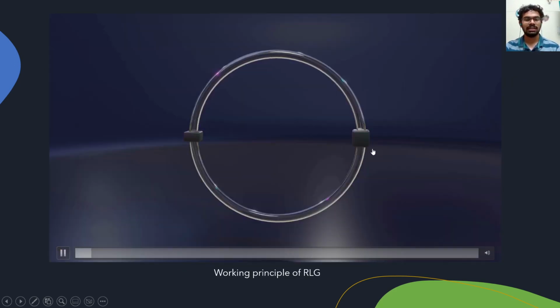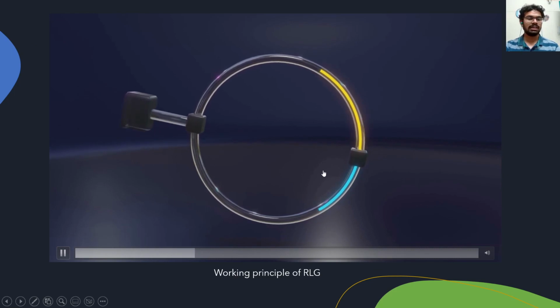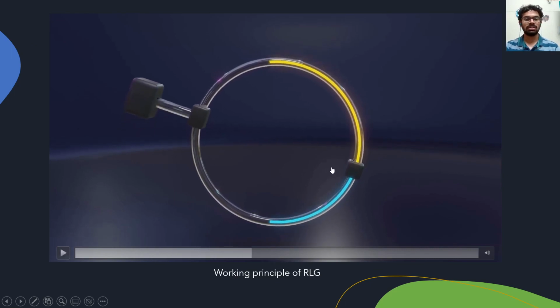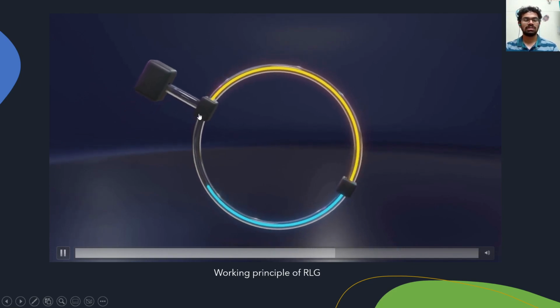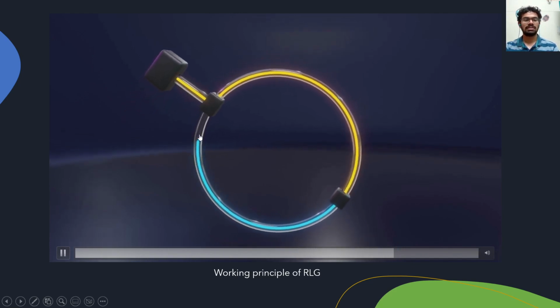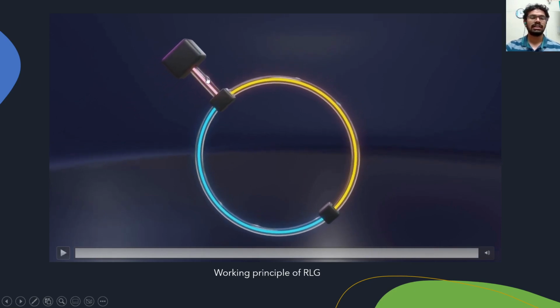So when light is sent in opposite directions in a closed path on a rotating disk or any rotating object. In this example, we can see that the disk is rotating in the clockwise direction. So the right side light will cover less distance as it is rotating in the clockwise direction. So the right side light will reach the detector first, whereas the left side will reach later at the detector.